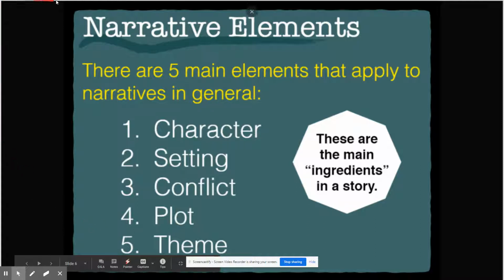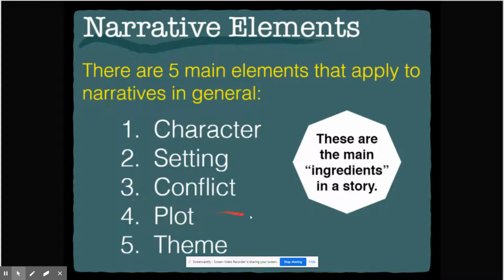Now, narrative elements, these are the main characteristics of what a narrative has. So narratives have 5 main elements that apply to all narratives. And these are the main ingredients in a story. This is what happens in all stories, okay? Especially in narratives. So number one, there are characters. Number 2, there's the setting.